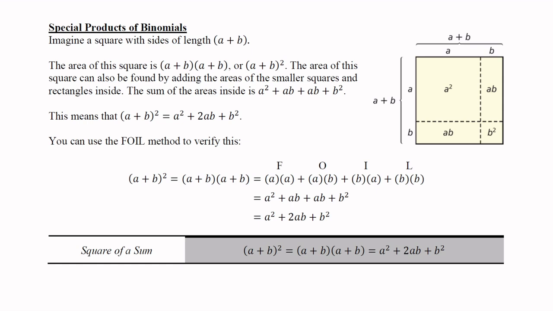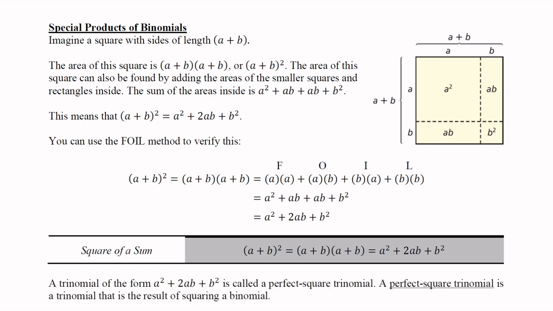And we'll do an example showing how you can use this. Why is this useful? How does this make this faster? We'll do an example of that a little bit later. But for now, another thing that you need to know is that the trinomial of the form a squared plus 2ab plus b squared is called a perfect square trinomial. A perfect square trinomial is a trinomial that is the result of squaring a binomial. And a little bit later, in a later unit, it's going to be important to know how to recognize a perfect square trinomial.